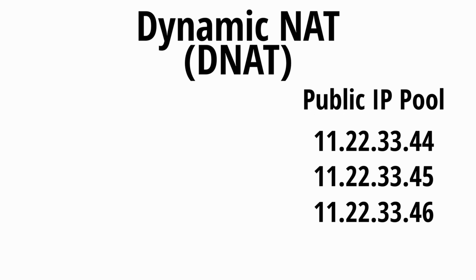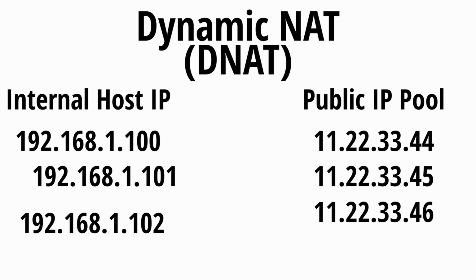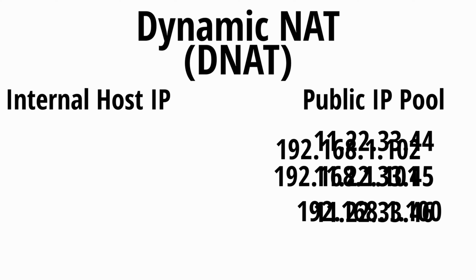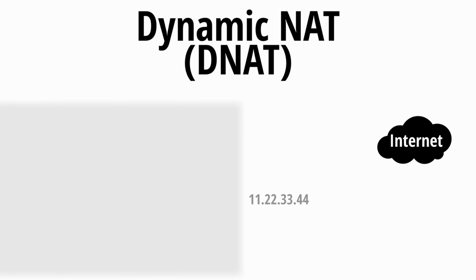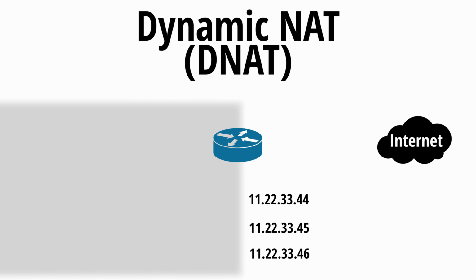Dynamic NAT is mainly used in situations where you have a pool of public IP addresses assigned from the ISP, and the internal hosts can dynamically use whichever public IP address is free. So as an example, you've got 3 public IP addresses assigned from the ISP, 11.22.33.44, 11.22.33.45, 11.22.33.46. And you have 3 host devices on the local area network.